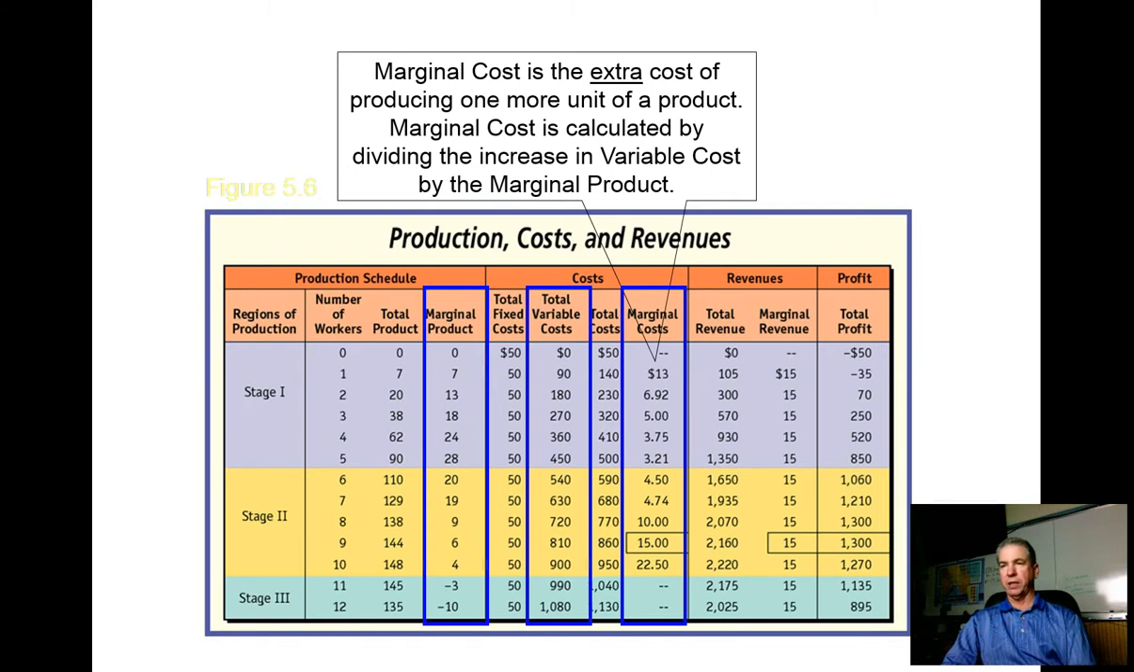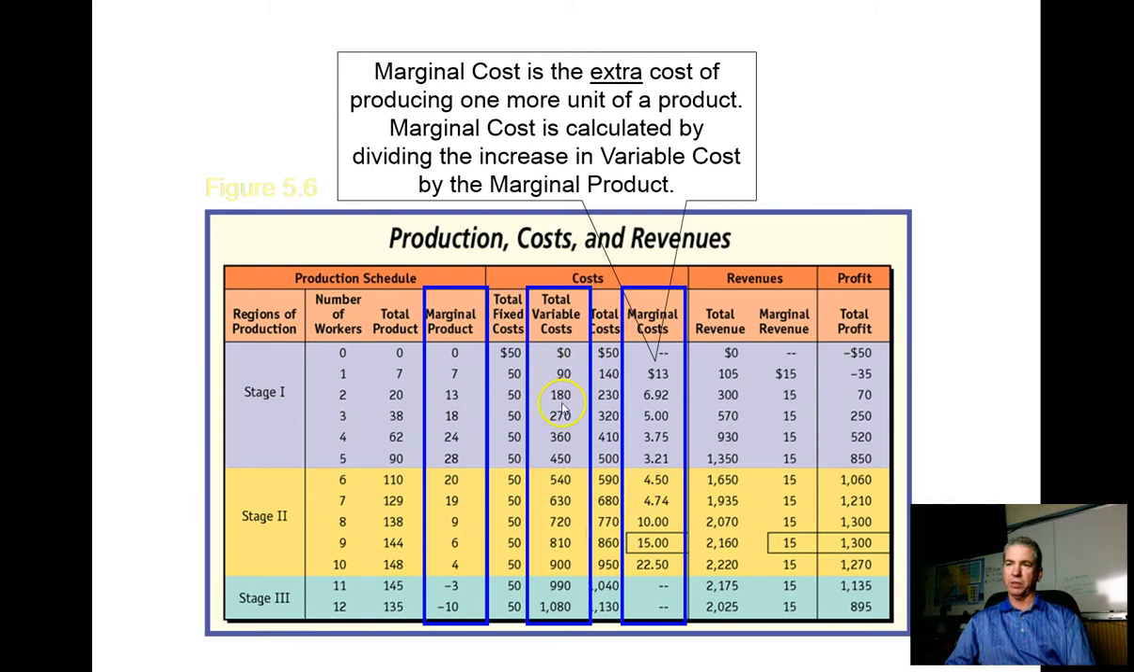So here are the 3 values that we are going to be looking at. Marginal product column, total variable cost, and to calculate the marginal cost. So here's our summary. Marginal cost is calculated by dividing the increase in variable cost by the marginal product. Now the increase in variable cost is from 0 to 90. That is an increase of 90. In the next section, the increase in variable cost here, as we go up to the next worker, we go from 90 to 180.